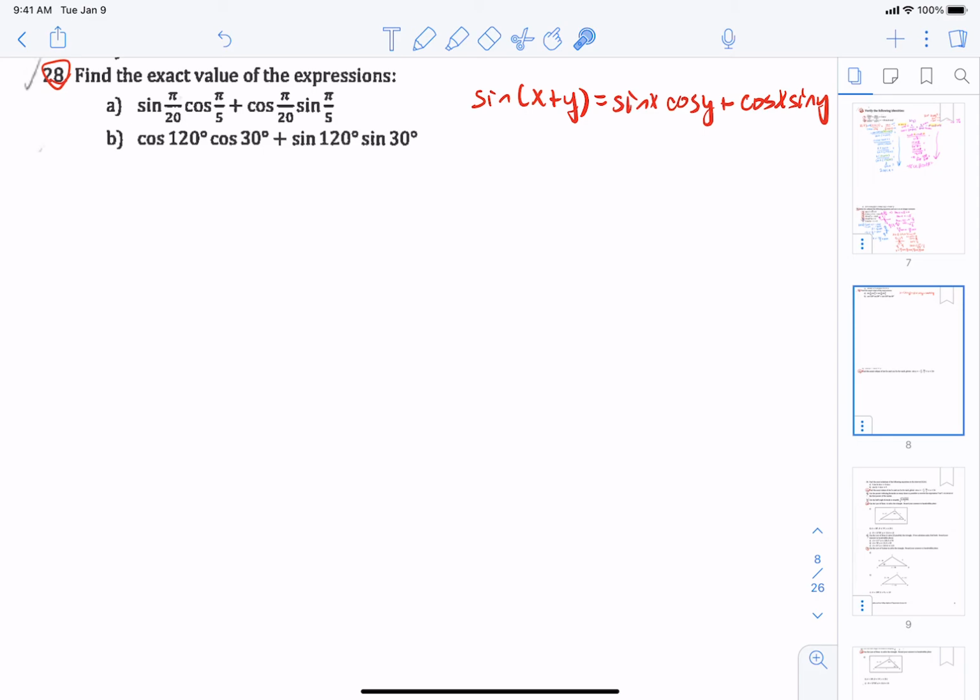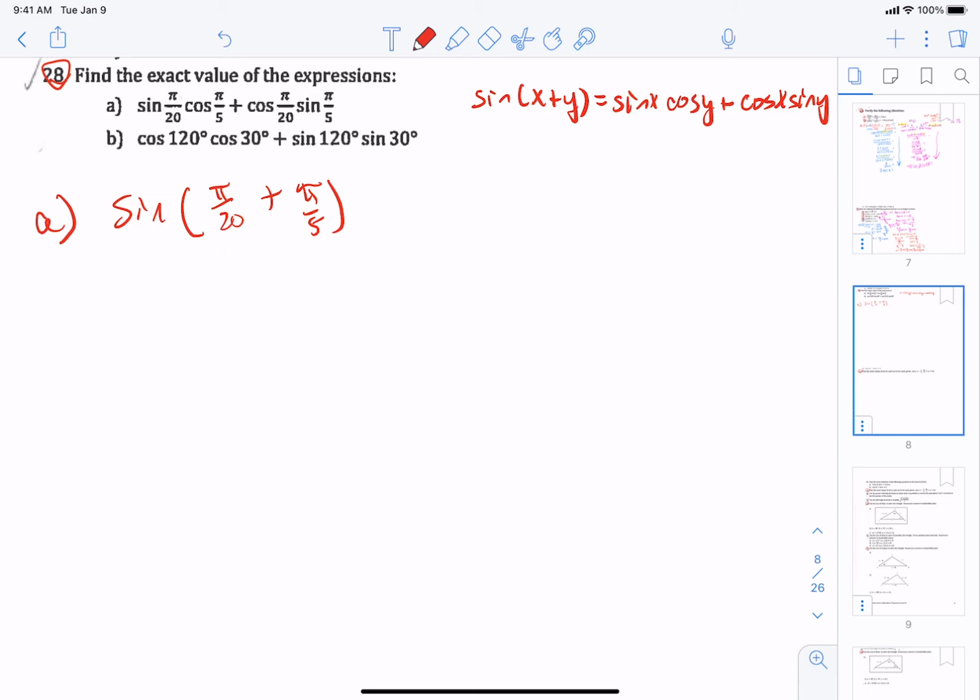You're looking for the pattern. It goes sine, cosine, cosine, sine, sine, cosine, cosine, sine. There's a plus between them. That's how we know it's the sine sum formula. So for A, we're just going to put that back together. So this is the sine of x plus y. Well, what's my x? Pi over 20. What's my y? Pi over 5.